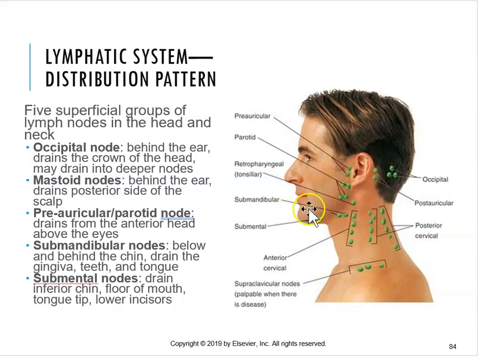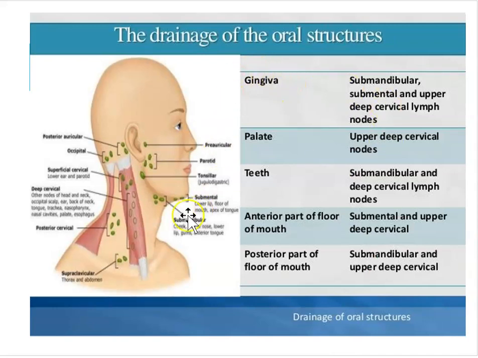Submental, think of the mental foramen we have in the skull. We have a mental foramen, which is the opening right near the chin, mental for chin. And they drain the inside of the chin, the inferior chin, also the floor of the mouth, so underneath the tongue, the tip of the tongue, and the lower incisors, they all go into the submental node and get drained out. So here is a picture, or actually a table, which is interesting because it summarizes it very nicely.